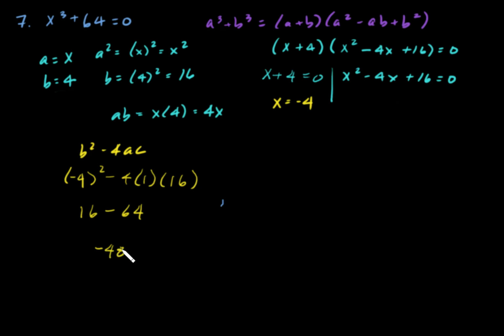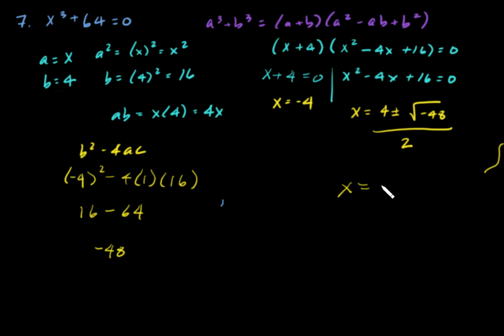When you find the sum or difference of cubes and you do the quadratic, usually you will find that it's never factorable. You have to use the quadratic formula, okay? And so that's what it showed us here. So x equals 4 plus or minus the square root of -48 over 2a, so that's just 2.